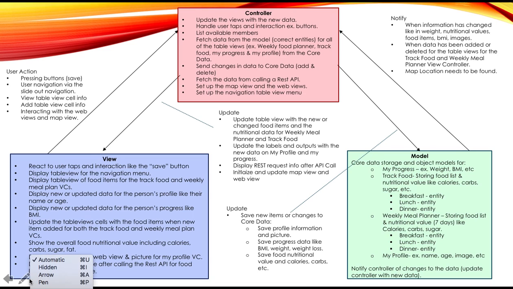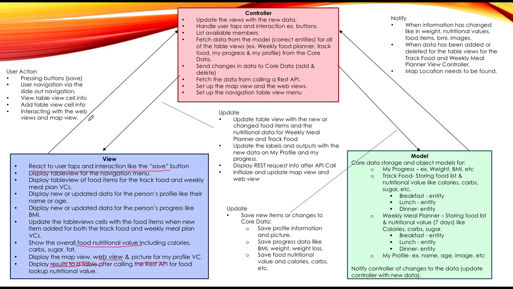We have the view, which basically is just to display all the data. So it reacts to user taps and interactions. It displays the table views for the navigation menu, for the track food, and for the weekly meal plan view controllers. It updates the person's profile, like the name and the age, and the person's progress, like the BMI. It shows the overall food nutritional values. It displays the map view, the web view, the picture for profile, and then it displays the results to a table after calling the REST API.